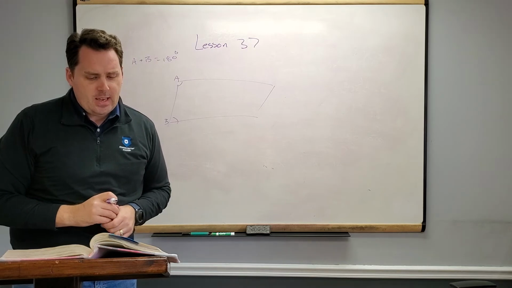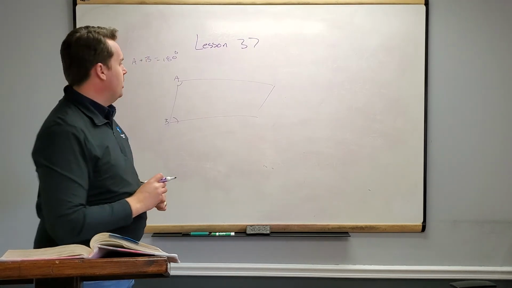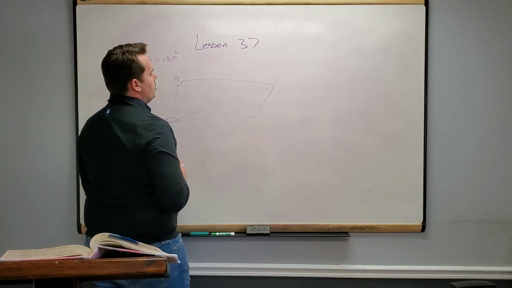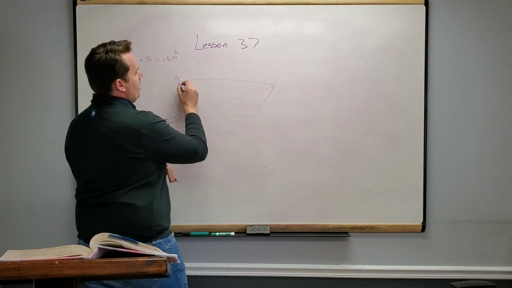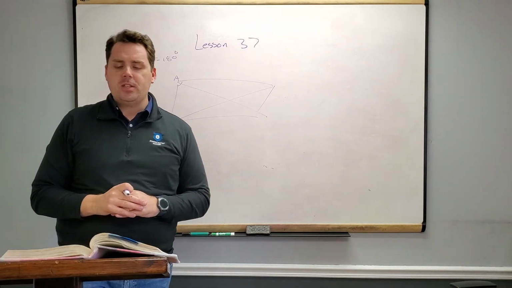And the diagonals bisect each other. The diagonals bisect each other, okay? So I can cut it straight across, and then also I look at the other way, I can cross it also like this, okay? That being said, look at 37.4.